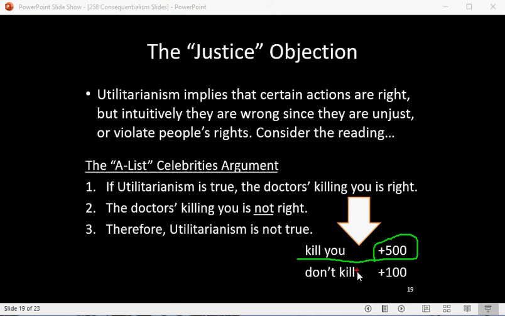Whereas, if the doctors don't kill you, those 5 celebrities will not be around. They're not going to get to experience any more pleasure. Their fans maybe will be distressed for a while. And 100, that's just you. You will get to go on with your life.